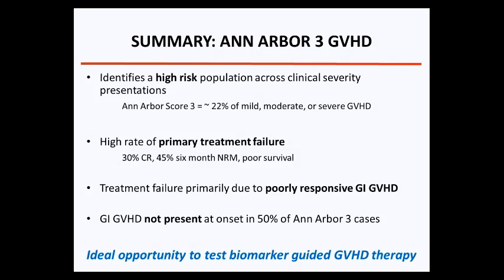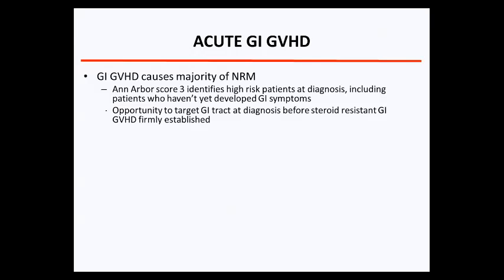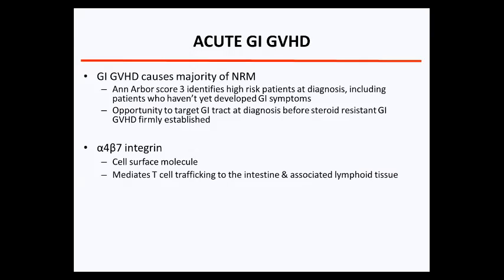So as I said, this is an ideal opportunity to test biomarker-guided GVHD therapy. It would also include those patients that are Ann Arbor 3, not yet with GI GVHD, but maybe we can intervene earlier, and they might not even develop it, which would be the ideal scenario. So GI GVHD causes the majority of non-relapse mortality, and score 3 identifies the high-risk patient at diagnosis, including the patient who hasn't yet developed GI GVHD symptoms. It is an opportunity to target the GI tract at diagnosis before steroid-resistant GI GVHD is firmly established.